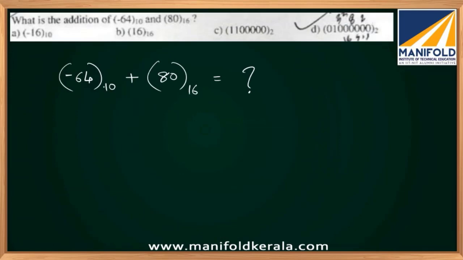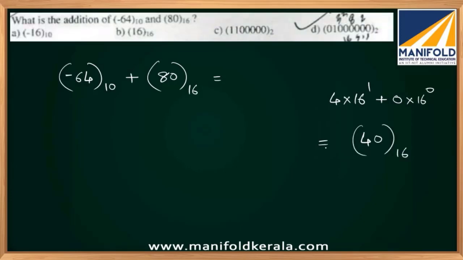Now you can see this one. To do this question, the best way would be to convert the 64 into hexadecimal. Can you tell me what is 64? Please understand, 64 is nothing but 4 into 16 raised to 1 plus 0 into 16 raised to 0. So basically, this is nothing but 40 base 16, right? So 64 is nothing but this value, 40 base 16.